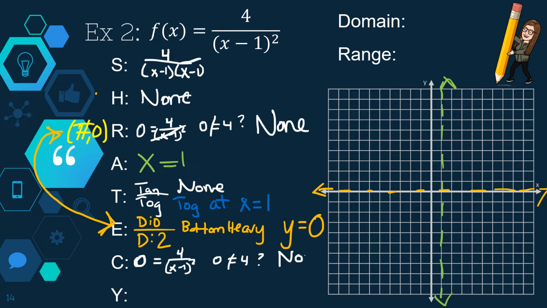Your y-intercept is found by plugging in 0 for x and finding your y. If I plug in 0 for x, I'm going to have, let's see, -1. -1 squared is 1. 4 divided by 1 is 4. So I exist at 0, 4.